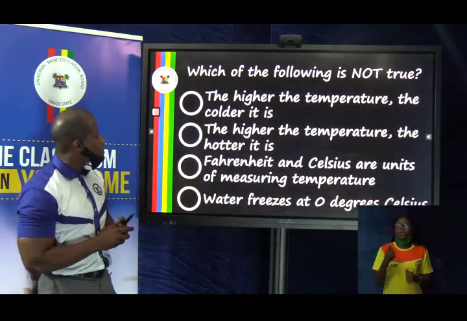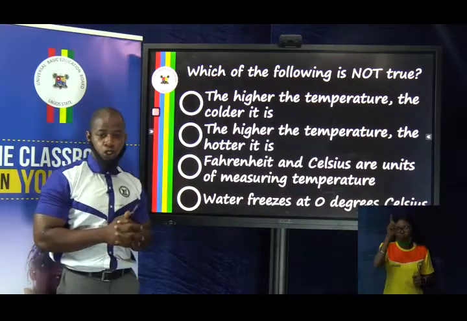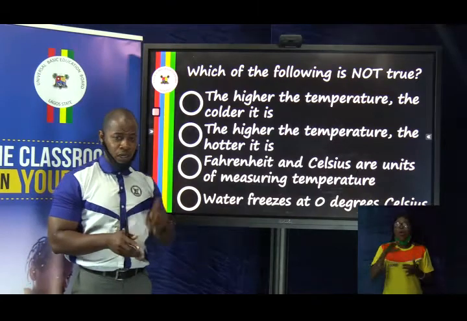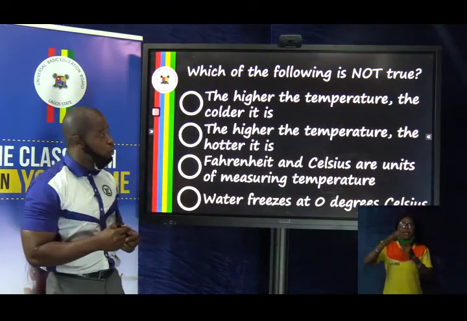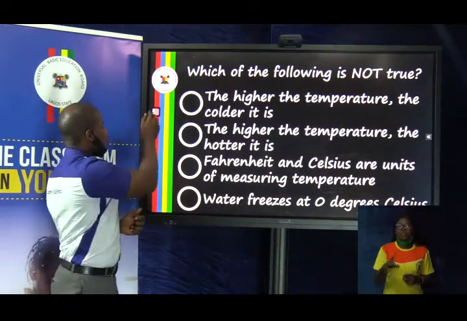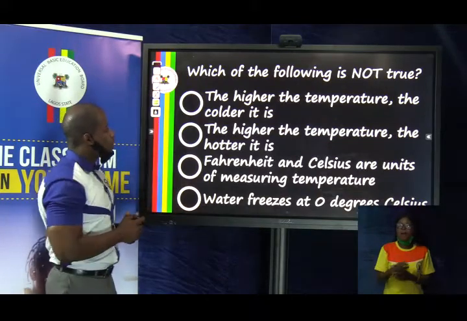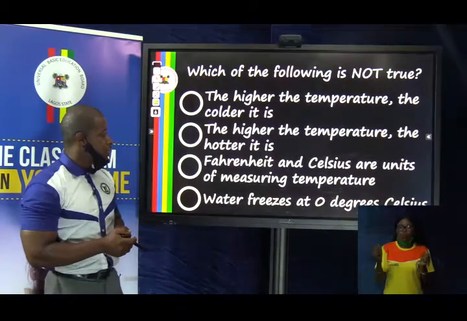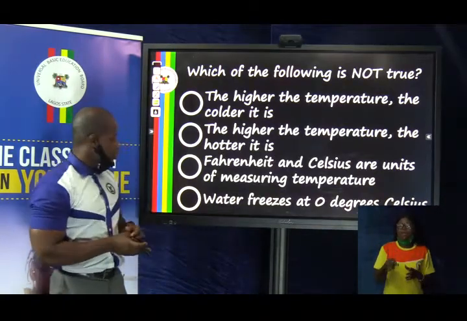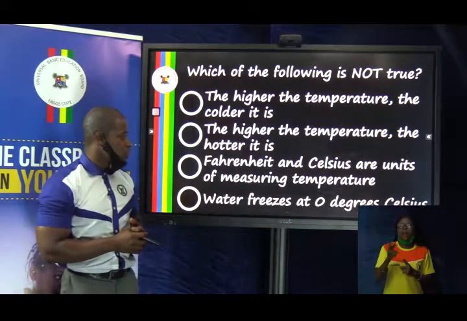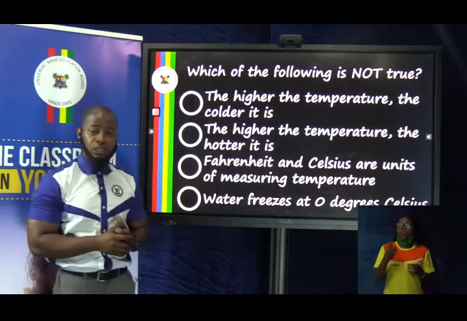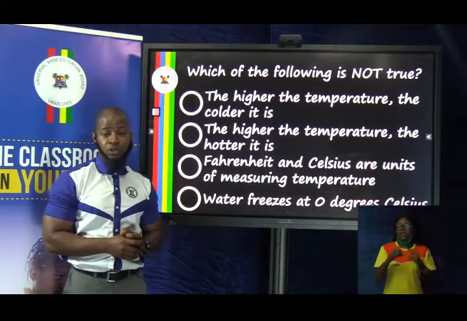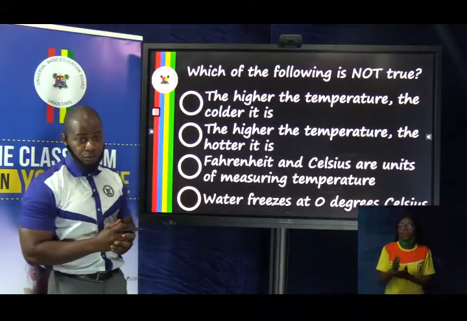Now, this question says, which of the following is not true? And when you see questions of this type, it means that all the statements are true except one of them. You have to fish out the one that is not true. Now, the options are, option 1: the higher the temperature, the colder it is. Option 2: the higher the temperature, the hotter it is. Option 3: Fahrenheit and Celsius are units of measuring temperature. Option 4: water freezes at 0 degrees Celsius. Which one is not correct?